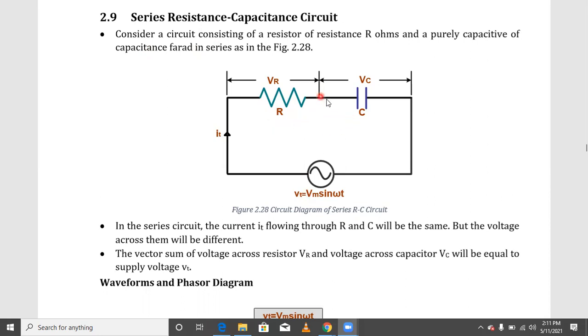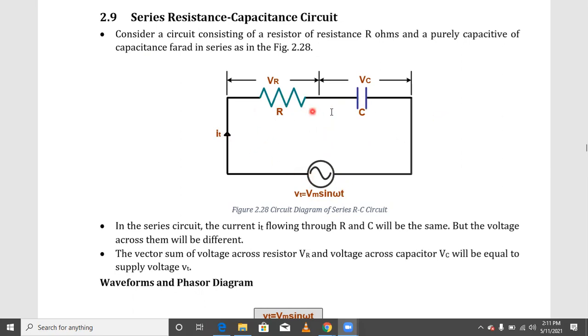These two are connected in series, the same as the previous series RL circuit. The supply voltage is not equal to just the addition of VR plus VC. It is the phasor sum, or vector sum, of VR and VC. Also, the current i(t) is constant in a series circuit. That means the current flowing through the resistor and through the capacitor is the same.